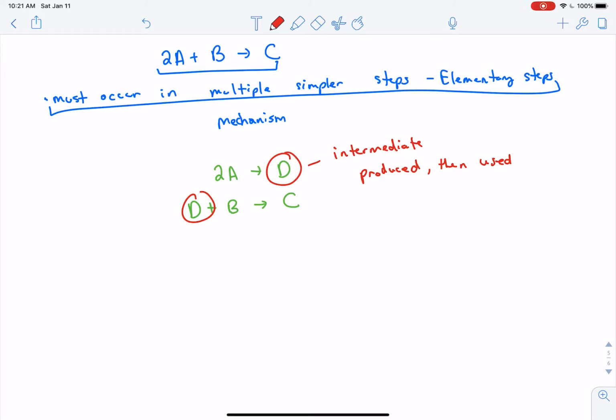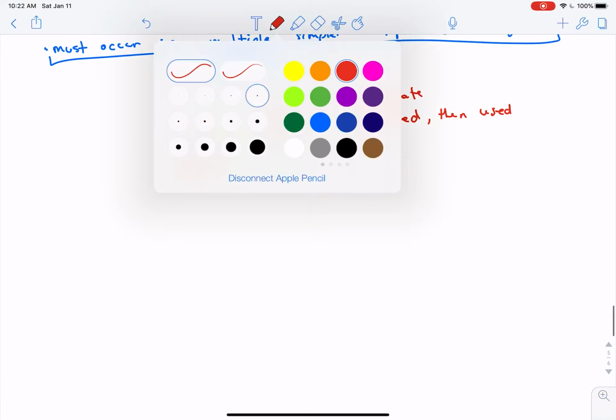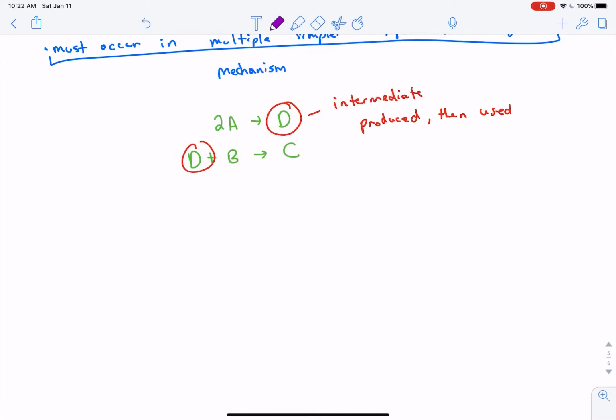And so sometimes scientists can't even decide on what the intermediate molecule is. They just know there is an intermediate. Okay? Now, an alternative for this reaction very well could be something like this. A plus B yields, I guess, D as well, and then D plus A yields C. This mechanism still would technically work, in that it adds up to 2A plus B yields C. So both of these are possible mechanisms.